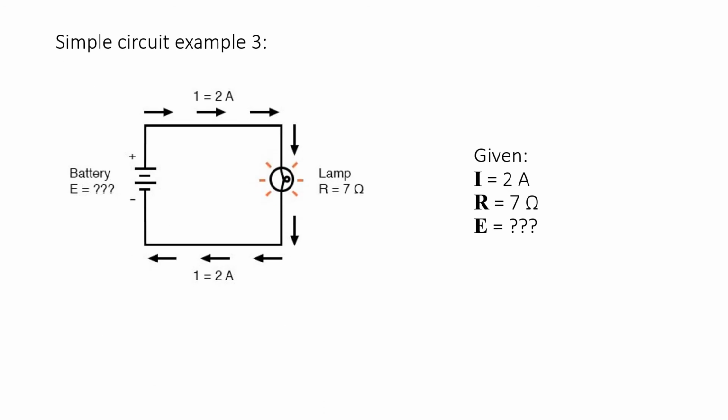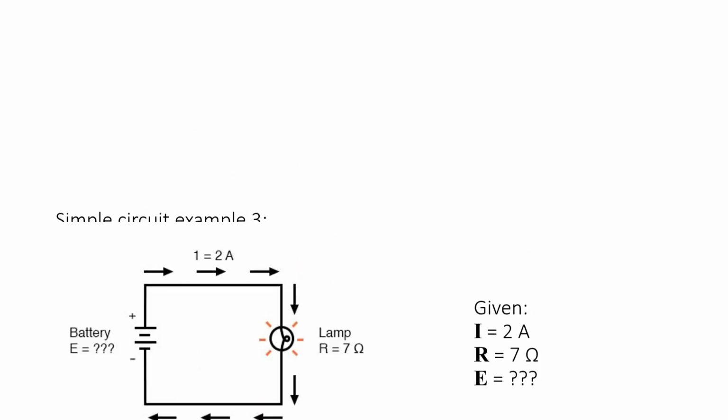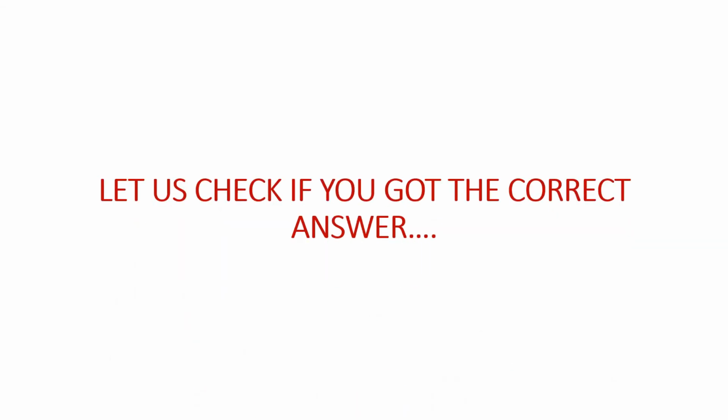Now let's proceed to the last example. In the last example, we will calculate the amount of voltage supplied by a battery given values of current and resistance as indicated here. What is the amount of voltage provided by the battery? Once again, pause this video and solve the problem by yourself. Let us check if your answer is correct.